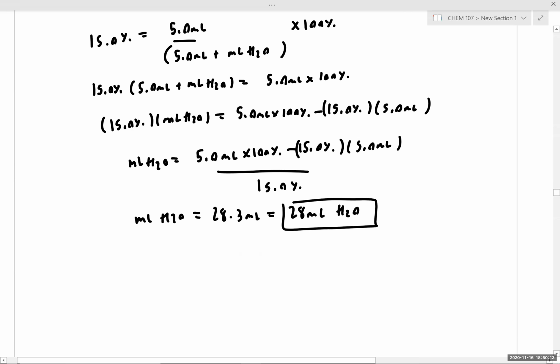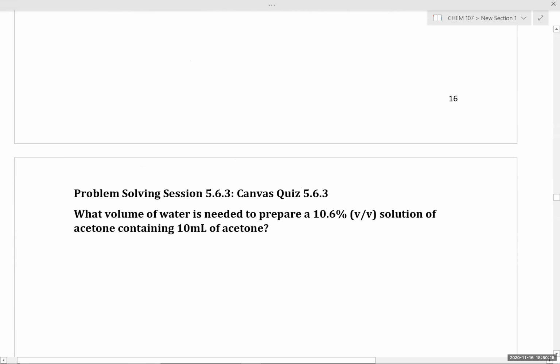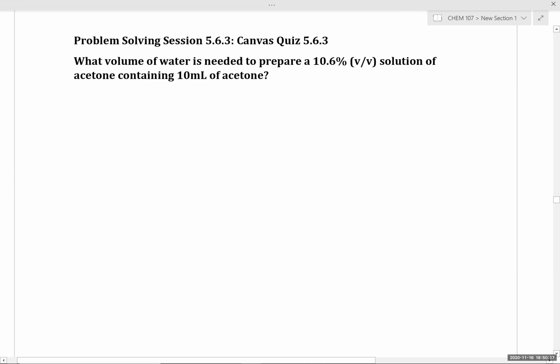So let's apply what we've learned to the following example. In this case, we're asked what volume of water is needed to prepare a 10.6% volume over volume solution of acetone containing 10 milliliters of acetone. So let's work on this example for about 2 to 3 minutes, and then we'll discuss.